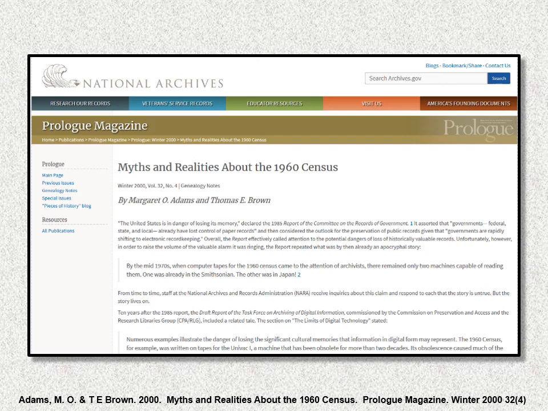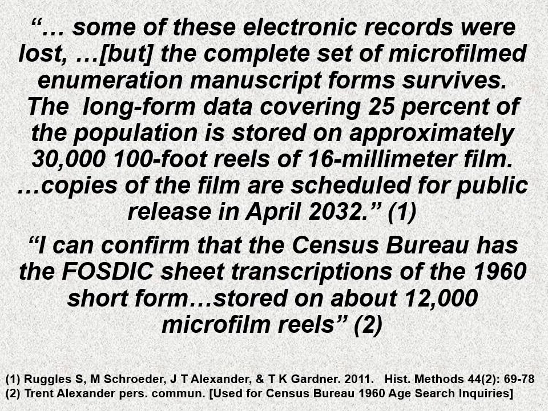There's another myth that circulated about the 1960 census, that because the information was put on magnetic tape, and because the computers that read it are now obsolete and can't read it again, that we've lost the 1960 information. And that is not correct. There's a National Archives record on this, and there's also a 2011 paper that indicates that it is correct that some of the tape were lost. But the complete set of microfilmed enumeration manuscript forms survives.